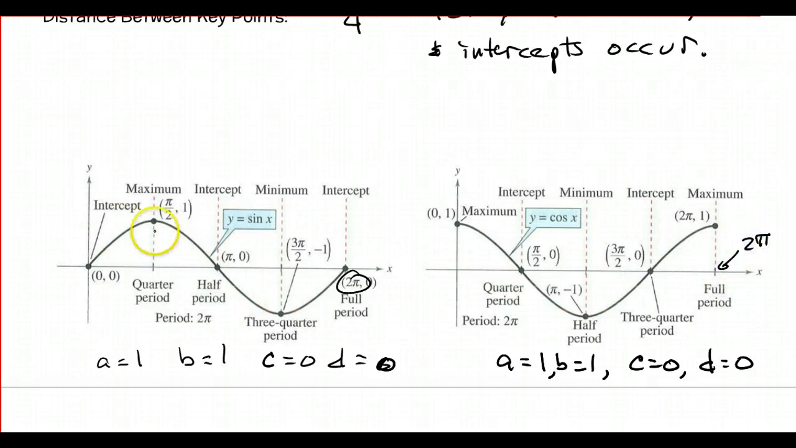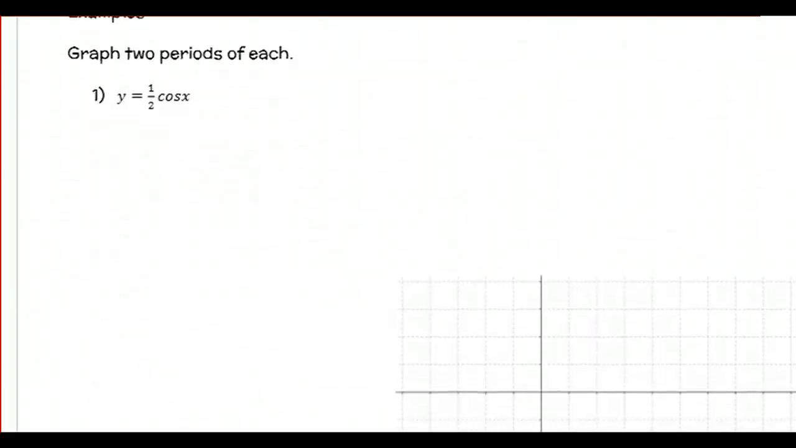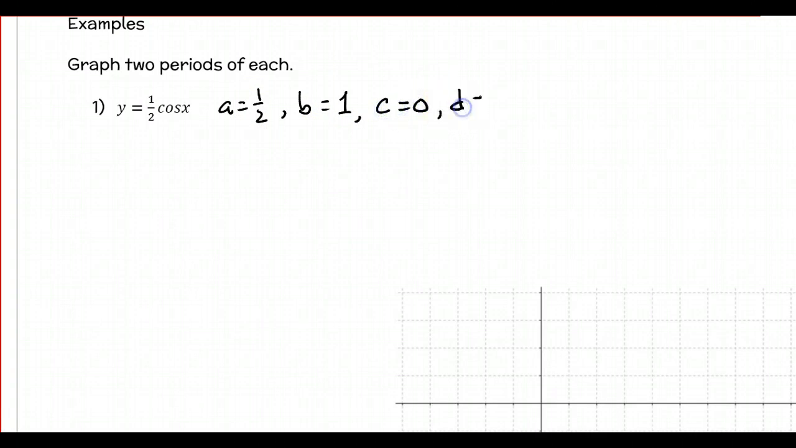Again, you have this backwards S shape, and over here you have this fruit bowl shape. So let's go ahead and take a look at some examples. We're going to graph 2 periods of each. So what I'm going to do first is find A, B, C, and D. For this I can see that A is equal to a half, B is equal to 1, and C and D are both 0.